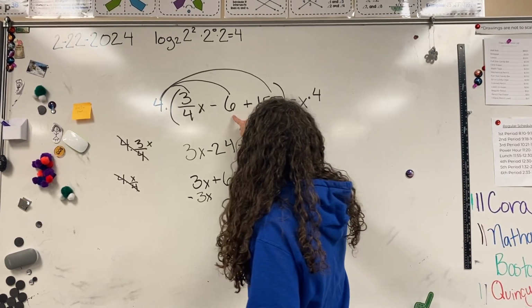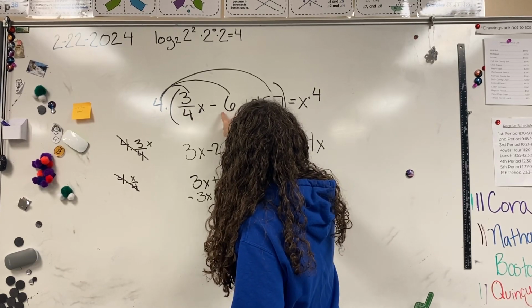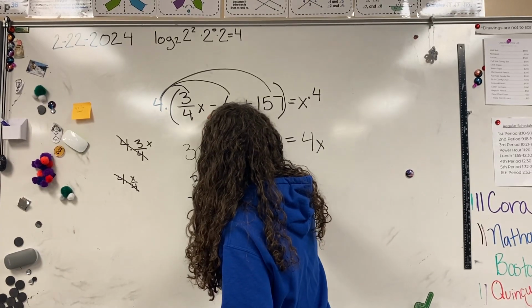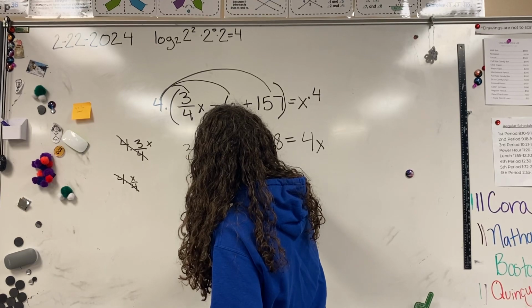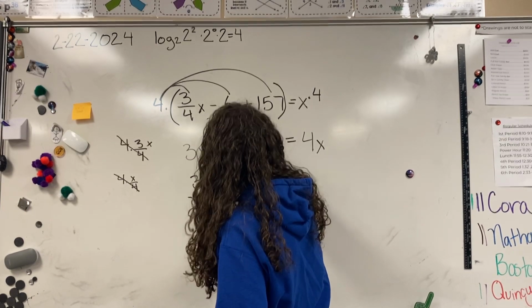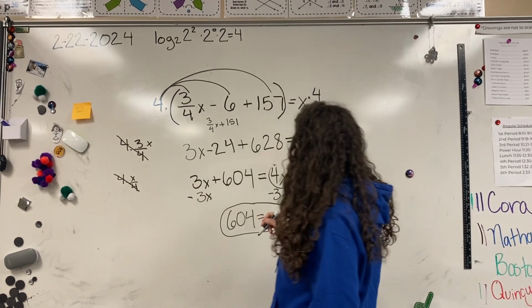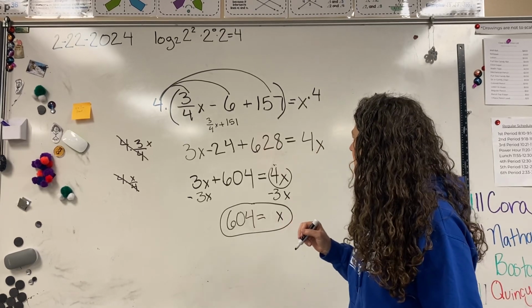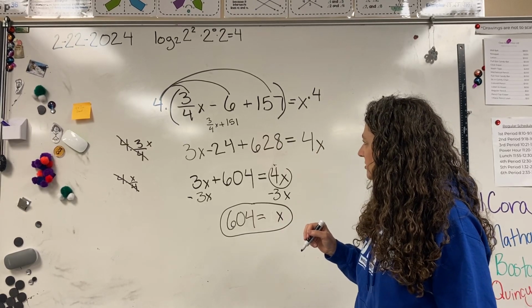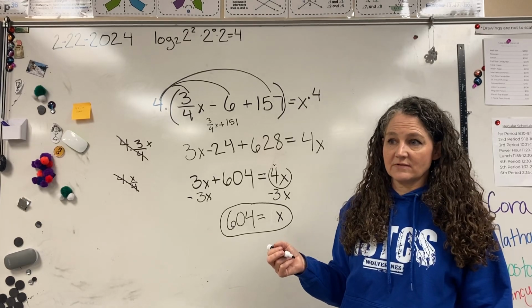I could have, at the beginning, done the -6 plus 157 and had 3/4 x plus 151. My life would have been a little bit easier, but it really wouldn't have made that much of a difference, okay?